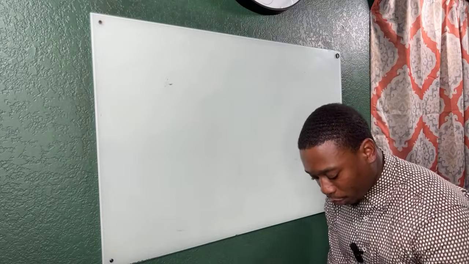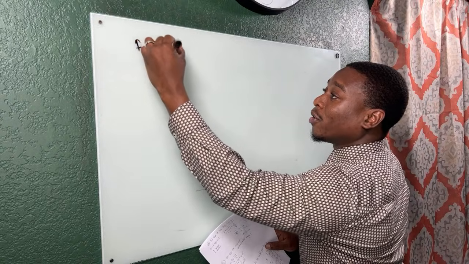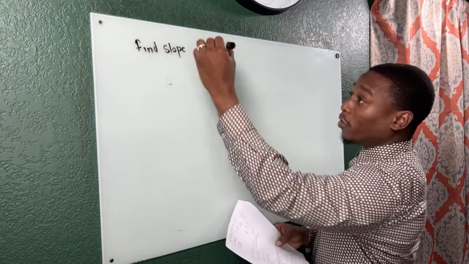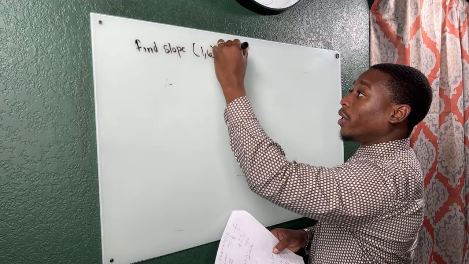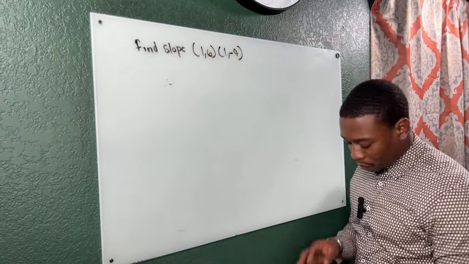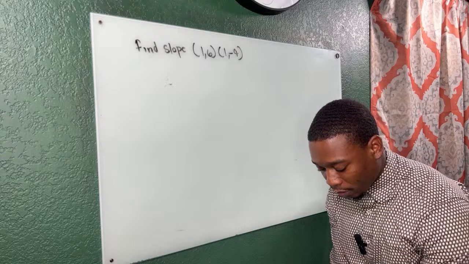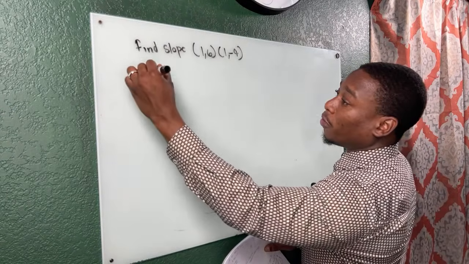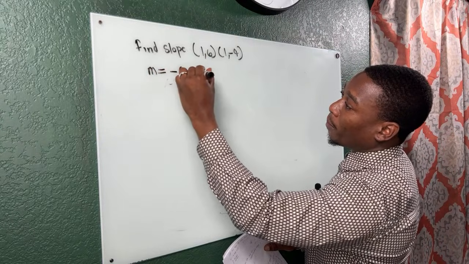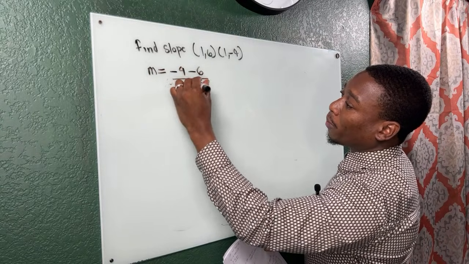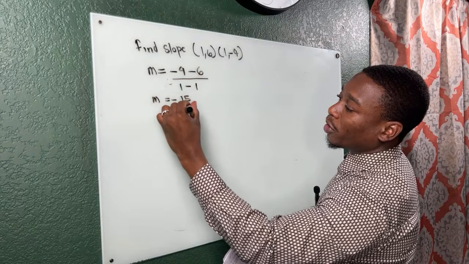So the next thing they do, they want us to find the slope. They're going to definitely ask you this. So they say find slope, and they give us 2 points: (1, 6) and (1, -9). And you have to understand this concept if you want to dominate slope, I promise you. So let's say we go in and we do the slope formula, right? So m is equal to -9 minus 6 over 1 minus 1. So m is equal to -15 over 0.